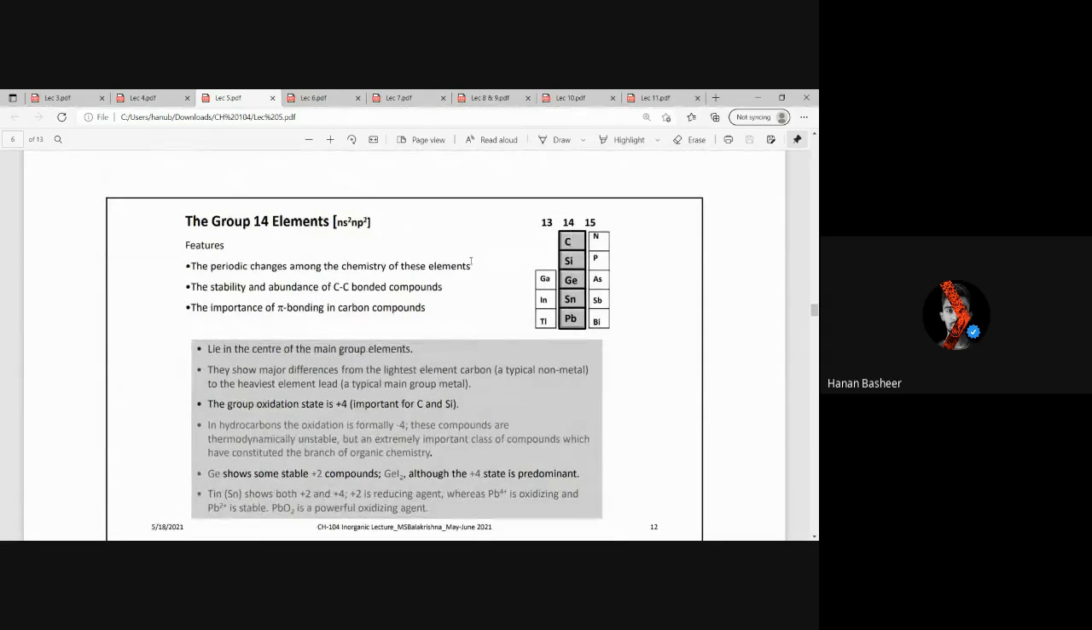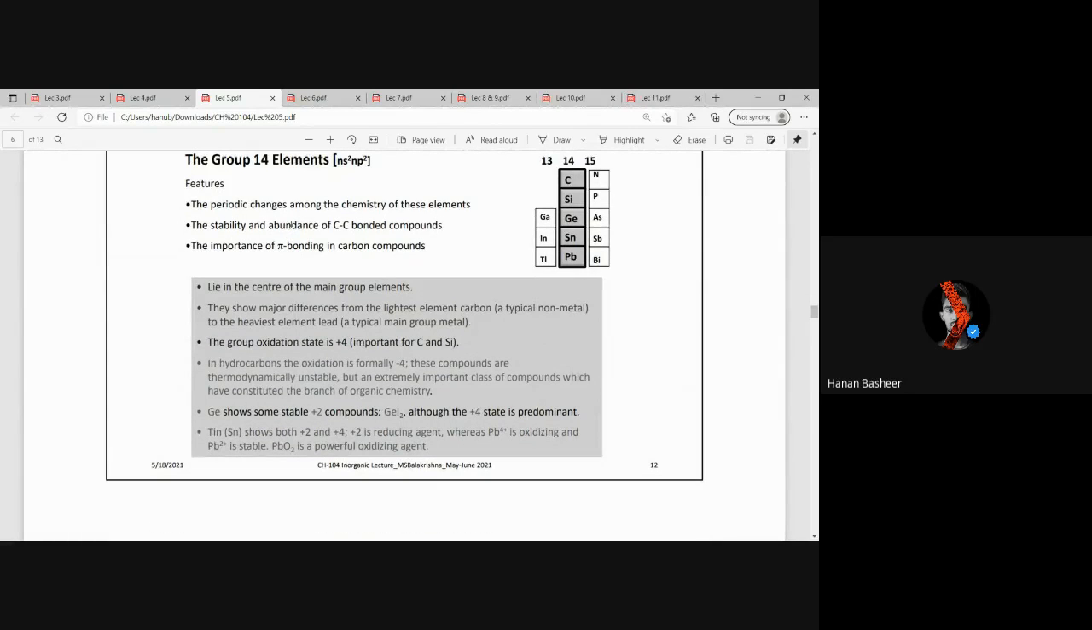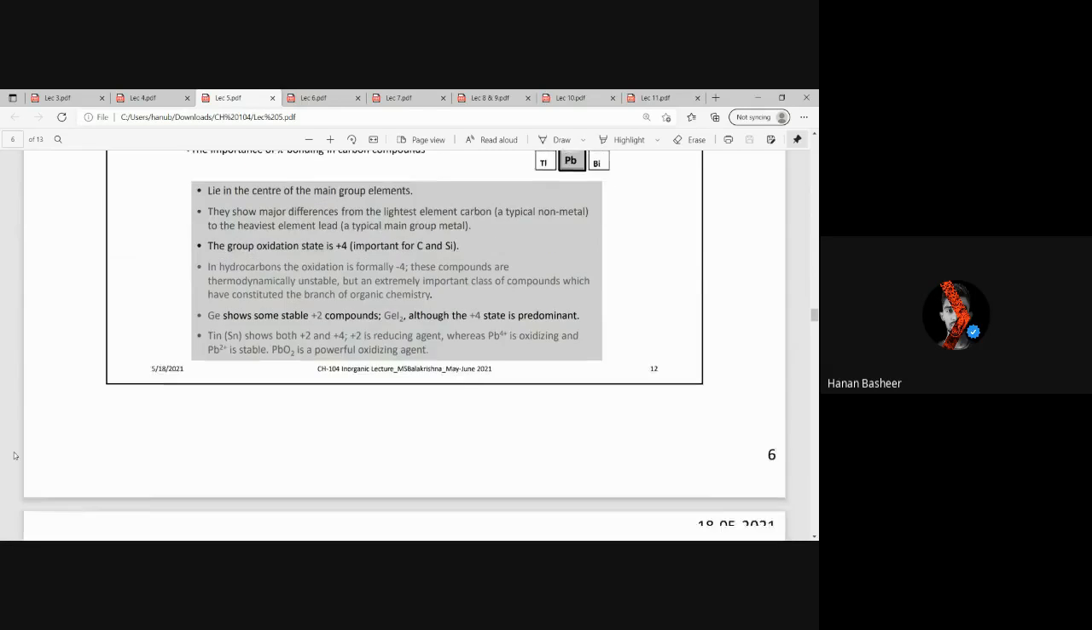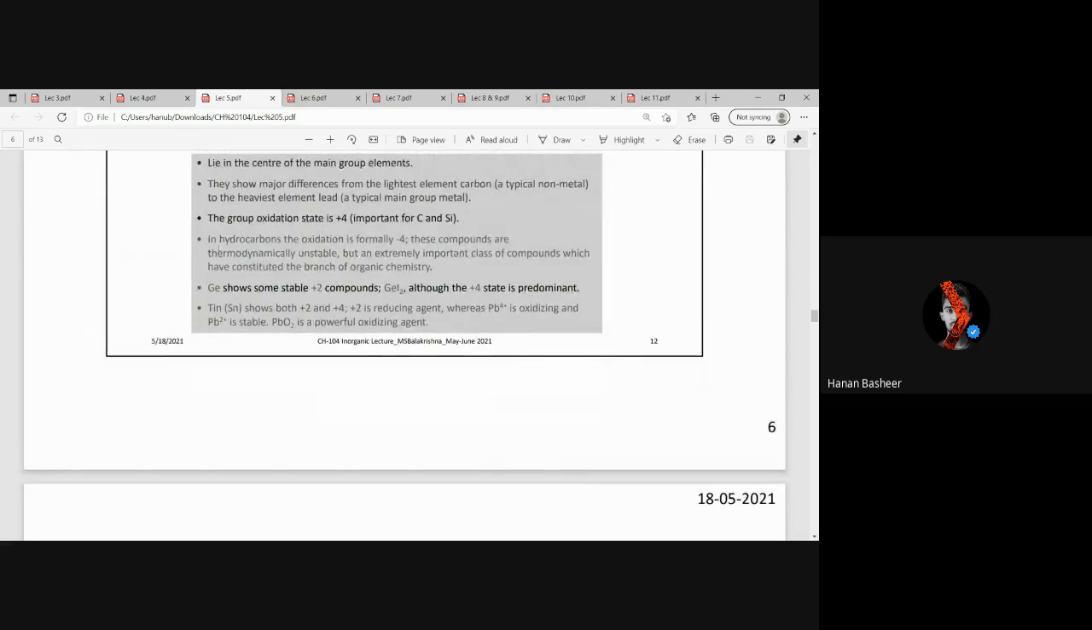So the first one is carbon, of course, and the periodic properties change the chemistry, and the stability and abundance of C-C bonded compounds are also different. The importance of pi bonding is very significant in this group. There are some things which you have to keep in mind. The common oxidation state is +4. In hydrocarbons, the oxidation state is formally -4 because of the higher electronegativity of carbon.